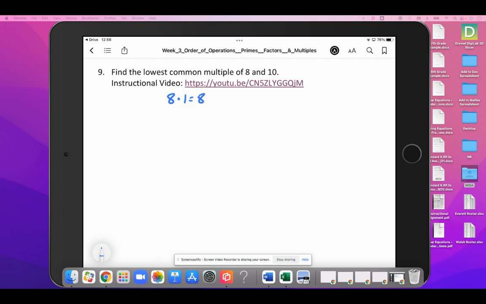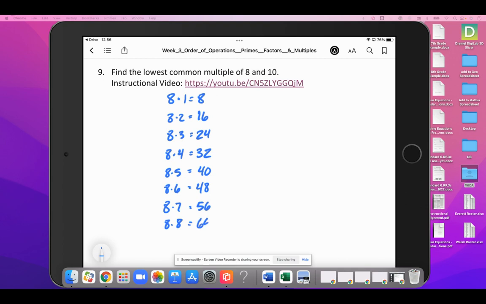So 8 times 1 is 8. 8 times 2 is 16. 8 times 3 is 24. 8 times 4 is 32. 8 times 5 is 40. 8 times 6, I'll go up to 10, is 48. 8 times 7 is 56. 8 times 8 is 64. 8 times 9, 72. And 8 times 10 is 80.